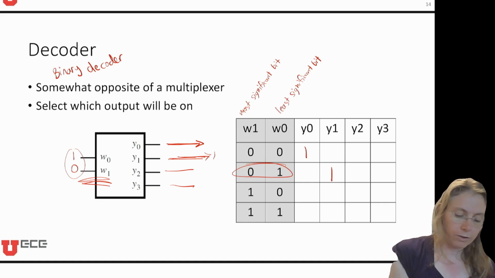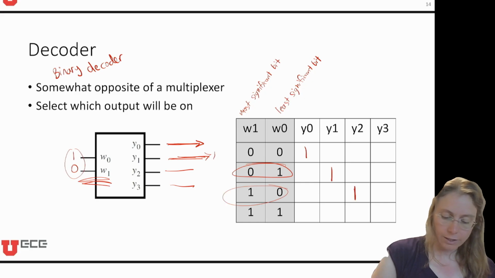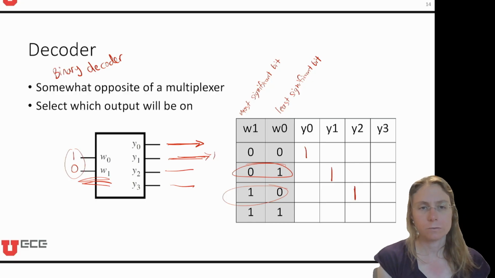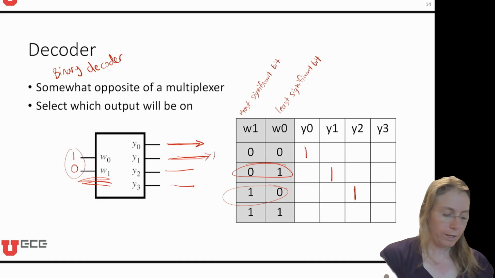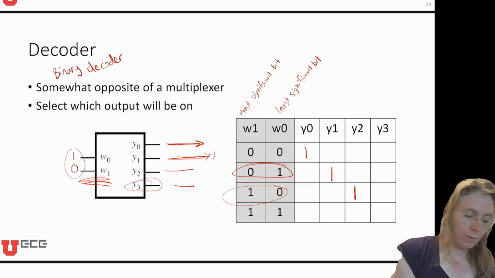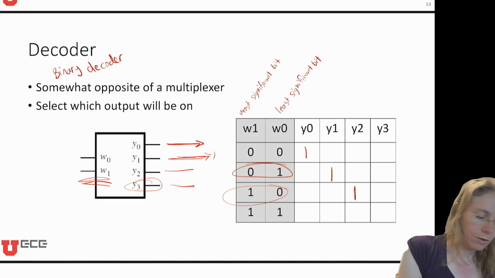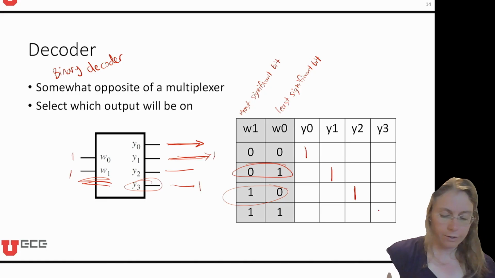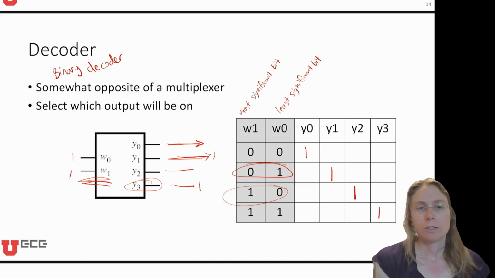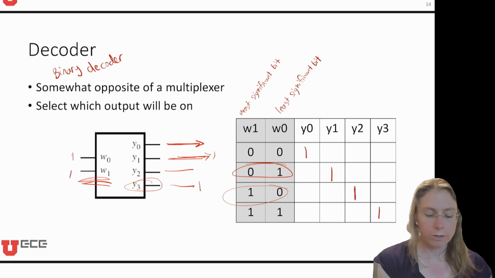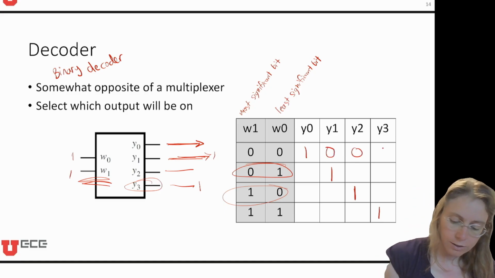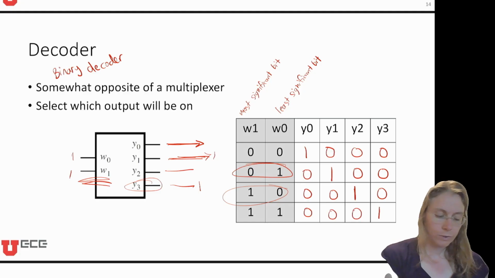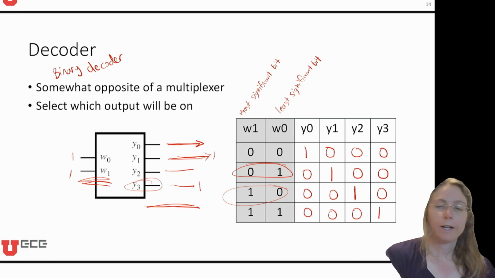And so on and so forth. If I do the next number in binary, I'll get an output of 1 on the next output wire. And then if I put in 1, 1, I'll get an output of 1 on the final output wire. So essentially, I'm selecting which wire at the output I'm going to output a 1 on, and everything else is going to be 0. At any time, there's only one output that's high.